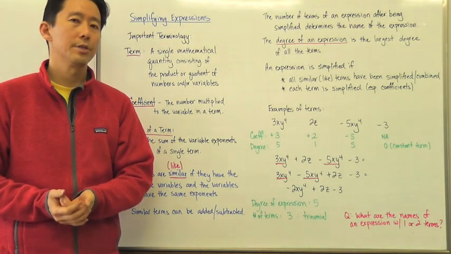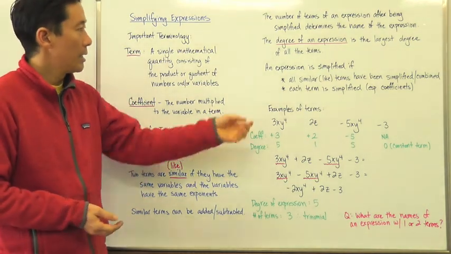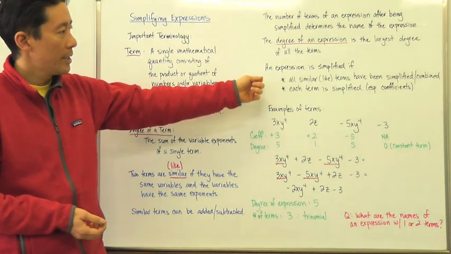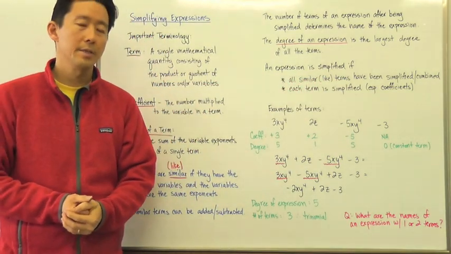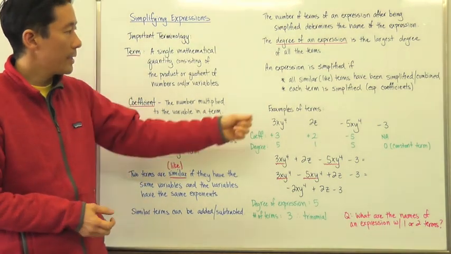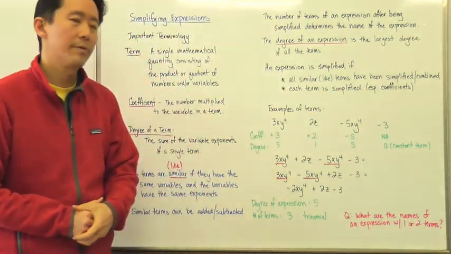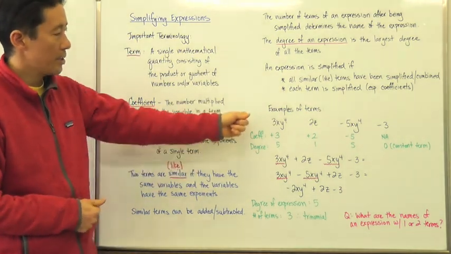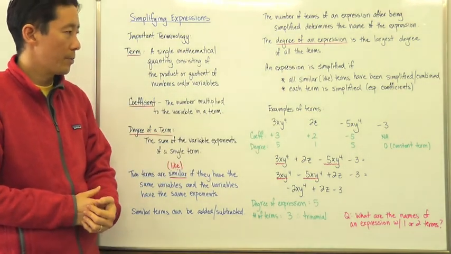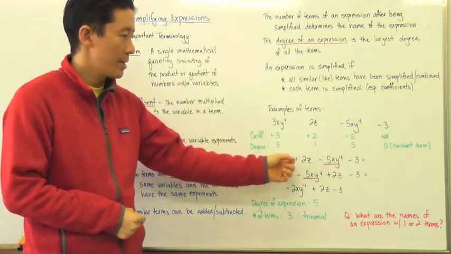But how do you know if an equation is actually simplified? Well, if it is simplified, then all similar or like terms have been simplified or combined into a single term, and each term itself is simplified in terms of its coefficients. So let's jump back to our example with these 4 particular terms, and let's create an expression.